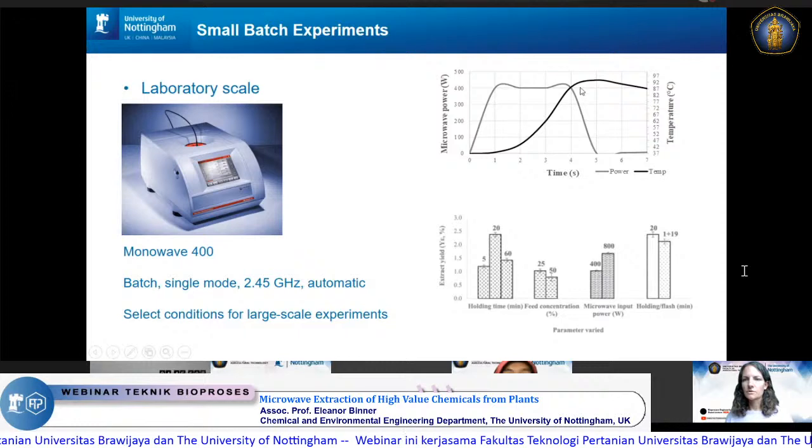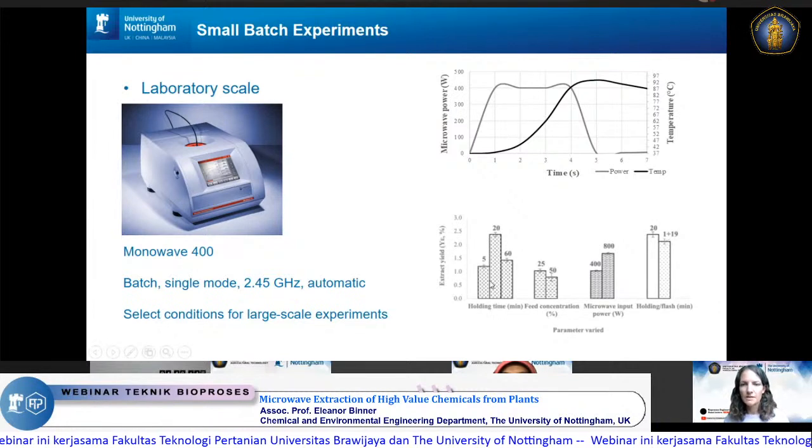And look, it took 4 seconds to reach that temperature in the monowave. So it's got very, very rapid heating in there. Now, the extract, so we did a range of experiments to understand how long we had to heat the material for, and what the feed concentration could be and what the power would be and all of this.